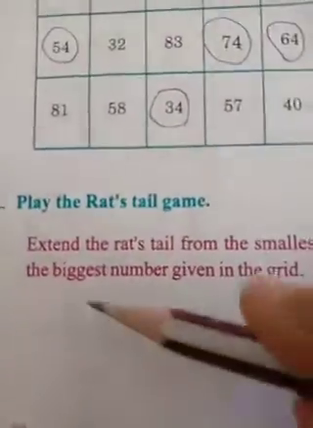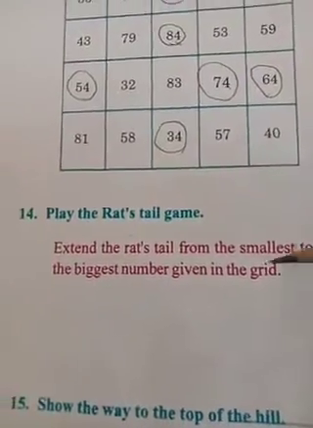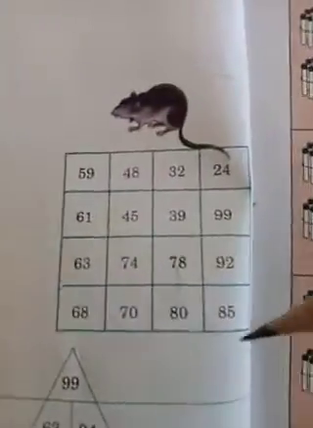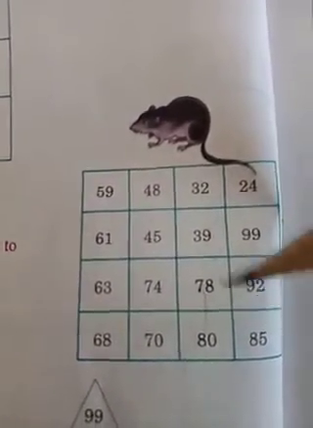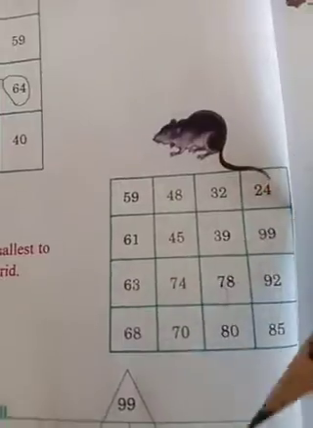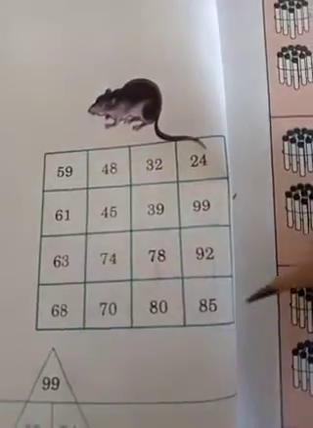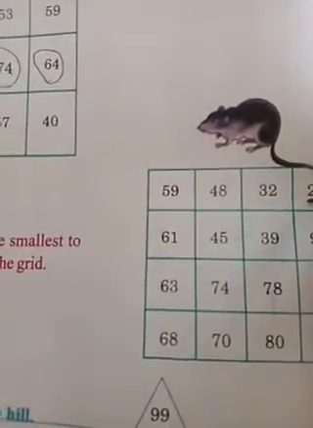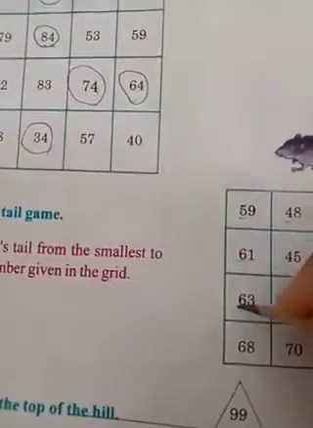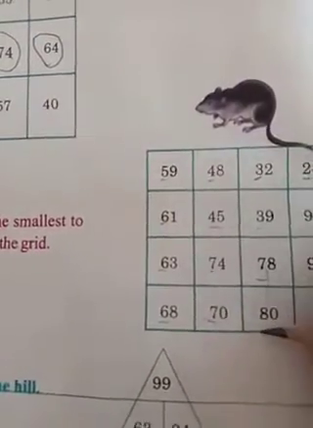See here. Extend the rat's tail from the smallest to the biggest number given in the grid. So in these numbers, from the smallest number to the biggest number. Which one is the small number in these two numbers? First of all, the tens place number only. Underline it. Tens place numbers, underline it, children.